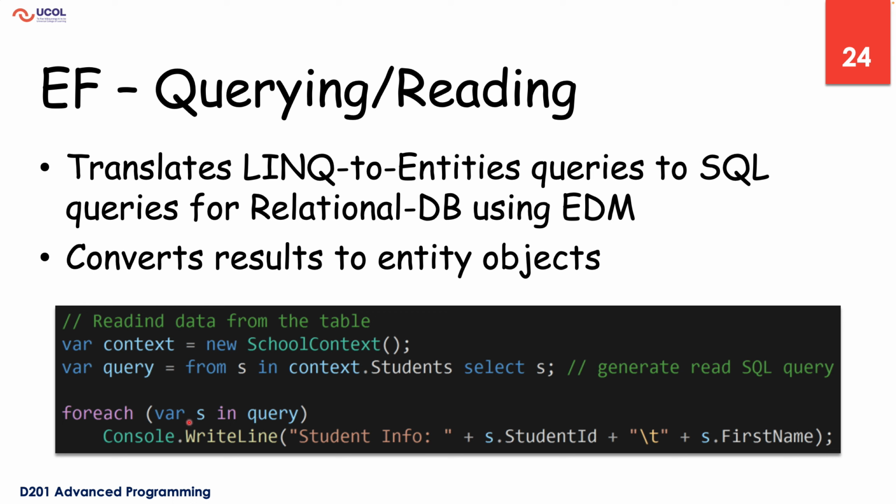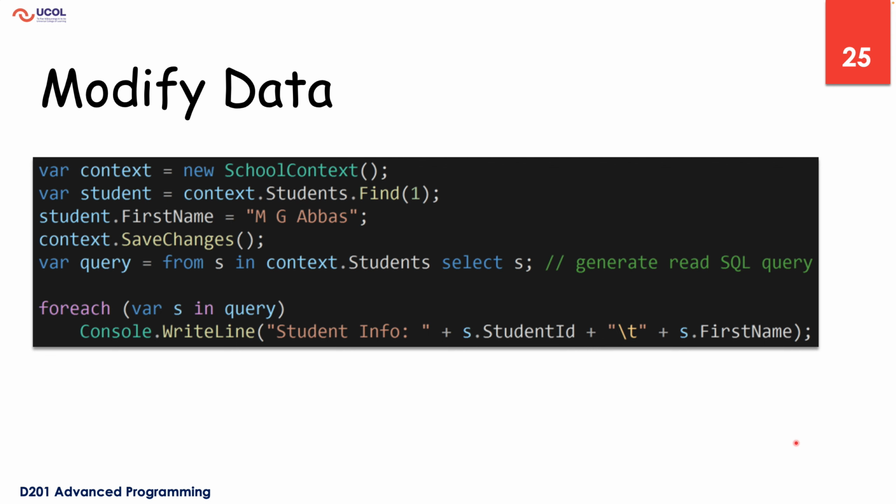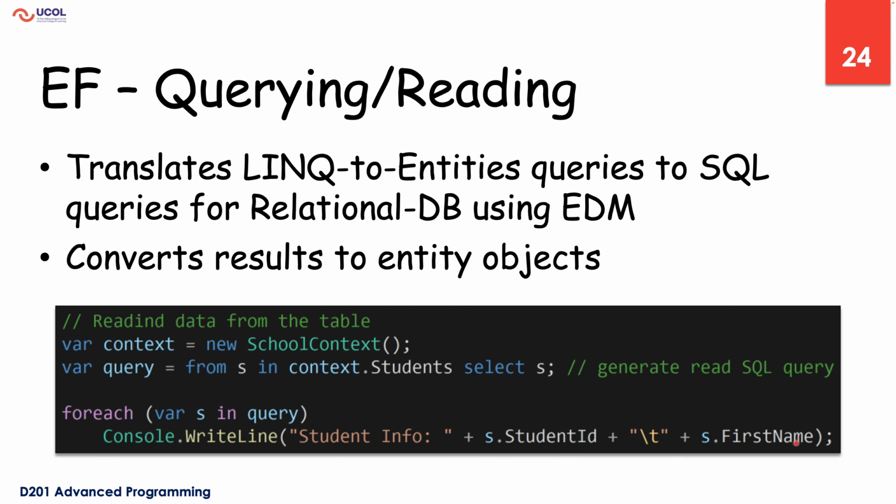So for each student object s in the query, we want to write the student info, student.Id and the first name only. Once we do that, it will show me the result: 1 and Abbas.